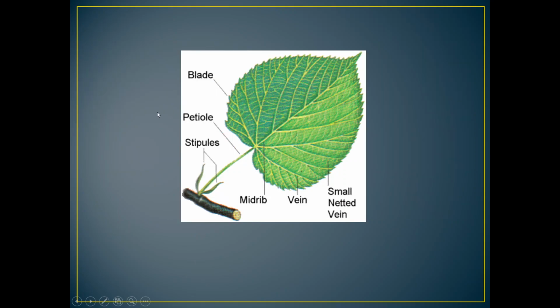And then looking at parts of a leaf, you have the blade, you have the petiole, which is the stalk that connects the leaf to the branch, and you have the stipules, which are like little leaf-like appendages at the base of the petiole. The midrib is the vein that runs through the middle of the leaf, and you can see the smaller veins coming off of it.